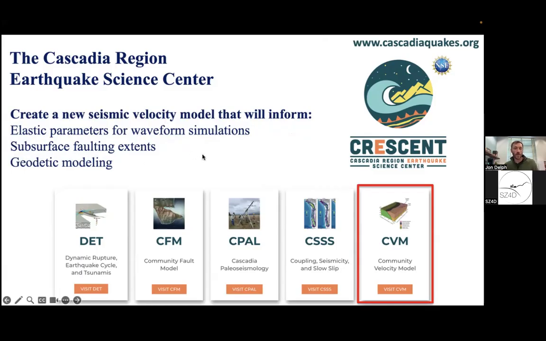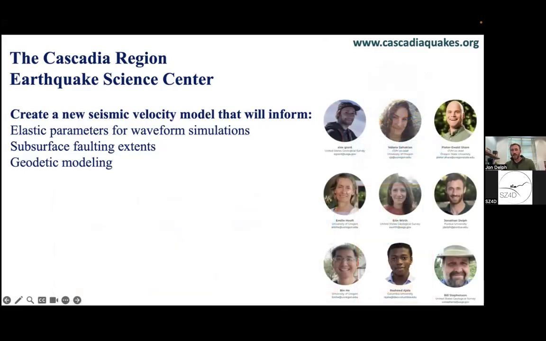And another thing that we might be able to do is help constrain subsurface faulting extents. If you've been to the Pacific Northwest, you know that many portions are heavily vegetated, making it difficult to do geologic mapping. But with the surface constraints that we do have for faulting, we might be able to see the extent of these faults in the subsurface as well. This is the group that's currently part of the CVM group, the Community Velocity Model group.